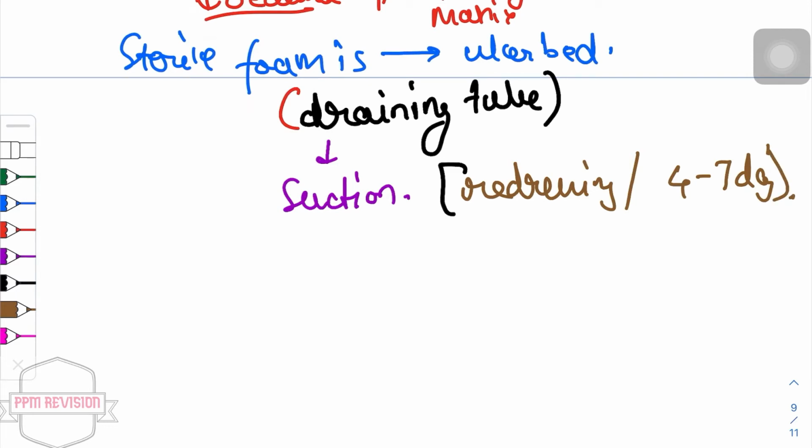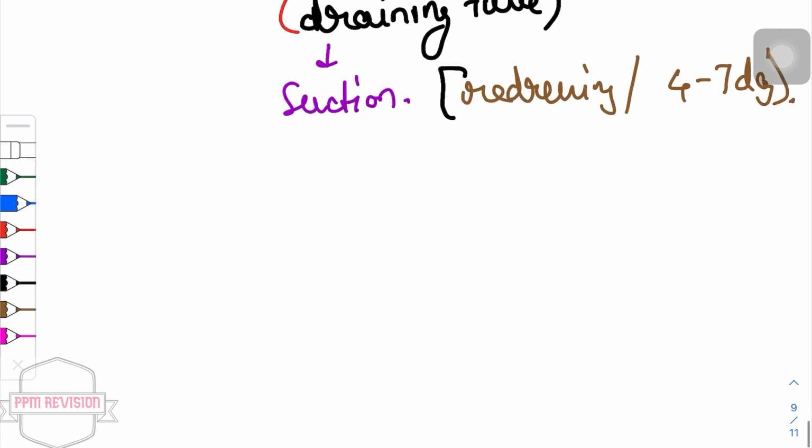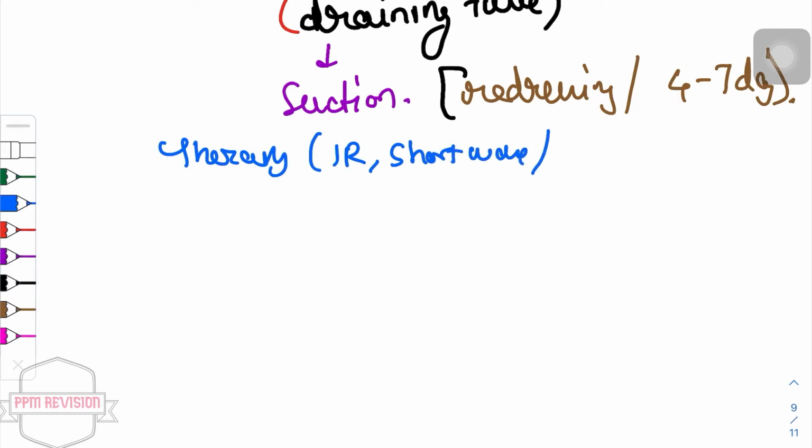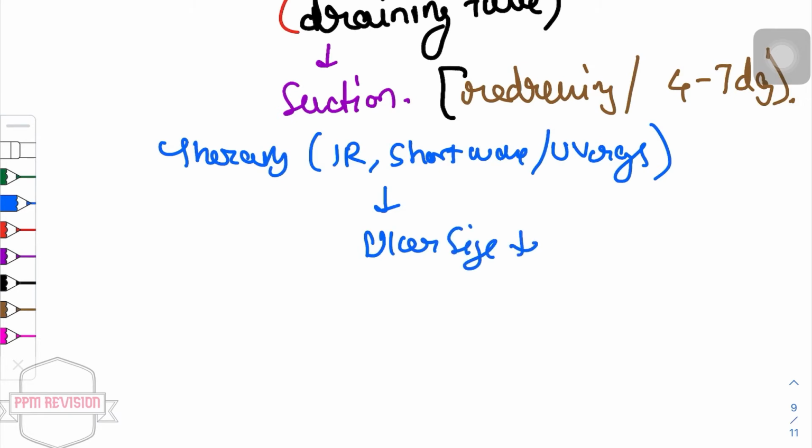Then we also have therapy that can be done using infrared, short wave, or UV rays. By this, the ulcer size decreases, but the benefits are not proved.